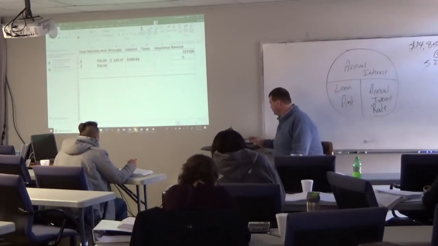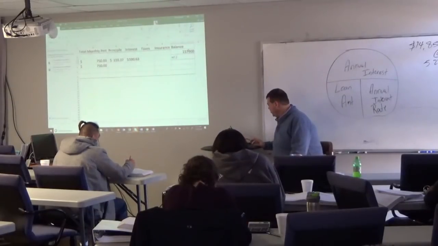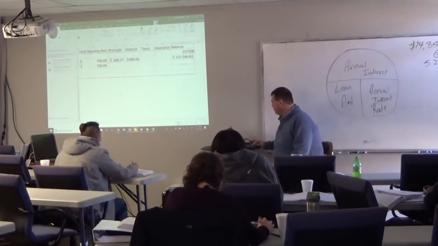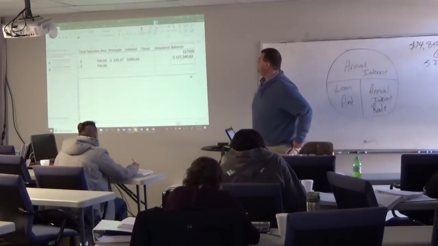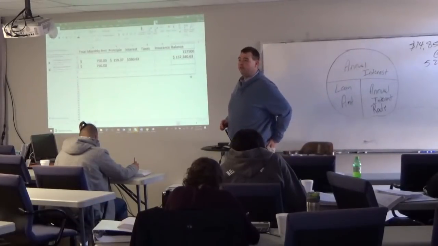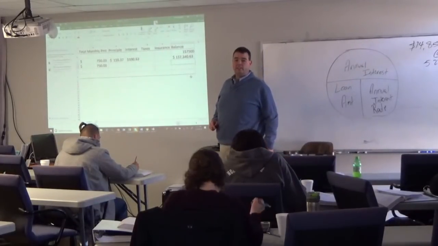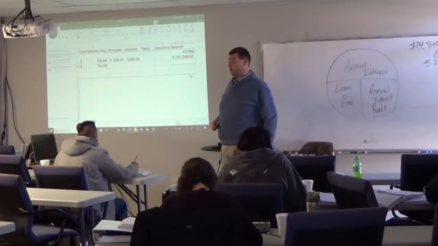So our new balance is going to be $157,500 minus the amount going toward the principal. And so I come up with a new balance of $157,340.63. You guys see where that came from?